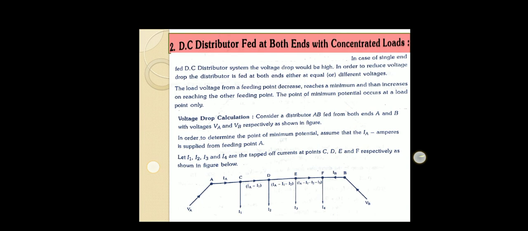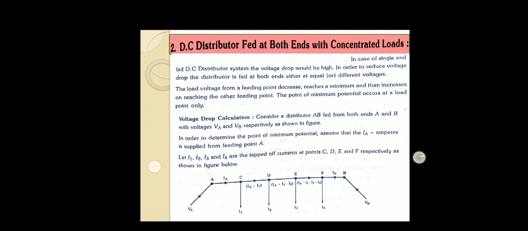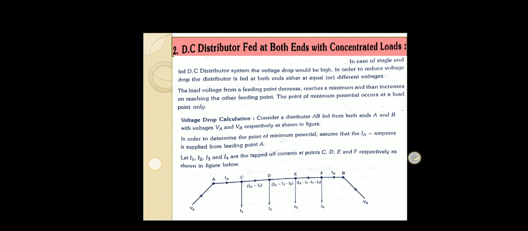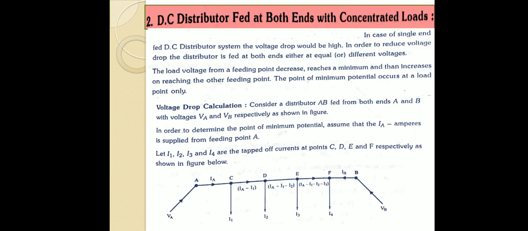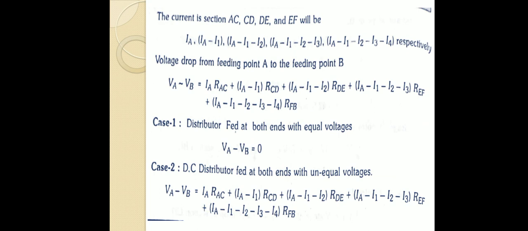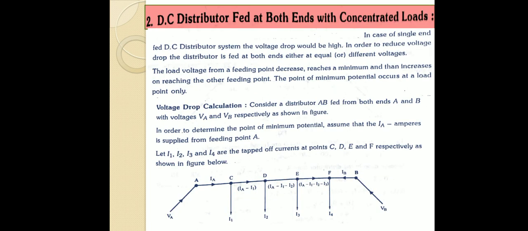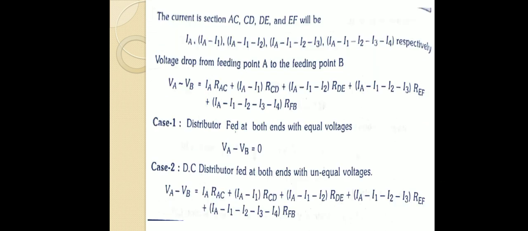So, I1, I2, I3, I4 are the currents. The distributor is fed at both ends, VA and VB. Next, the current in the sections AC, CD, DE and EF will be as follows. In the section AC it is IA, in the section CD it is IA minus I1, in the section DE it is IA minus I1 minus I2, and in the section EF it is IA minus I1 minus I2 minus I3, respectively.